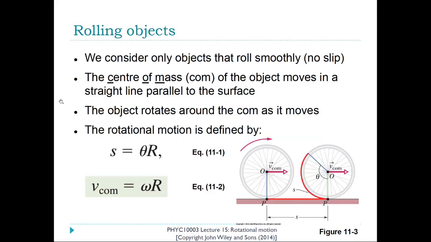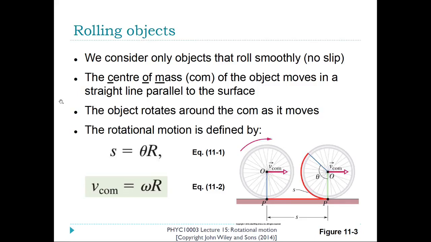So for rolling objects, we're going to only consider, for simplicity, right now, objects that roll smoothly, which means they're not slipping. The center of mass of the object moves in a straight line parallel to the surface. The object rotates around the center of mass as it moves. So the center of mass isn't going to be going up or down. It's going to be moving purely in that x direction, and that's going to be the overall velocity of the system.